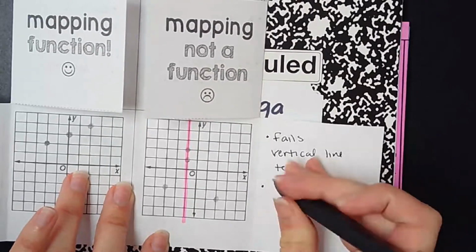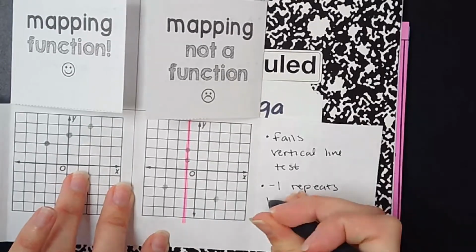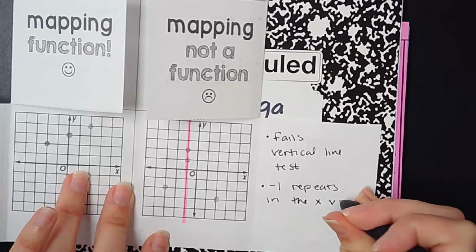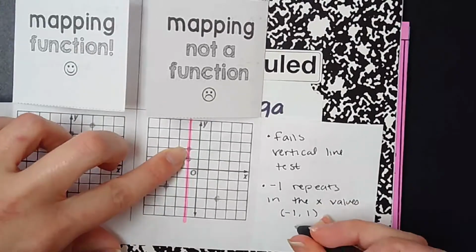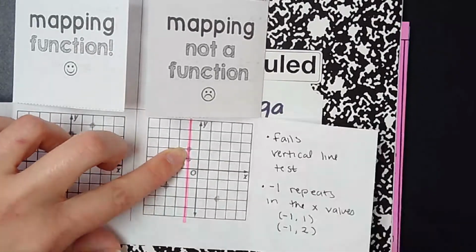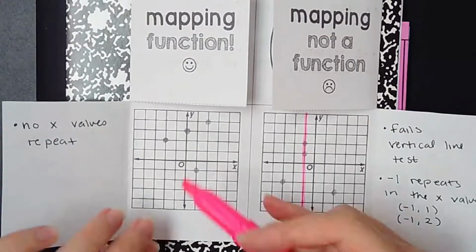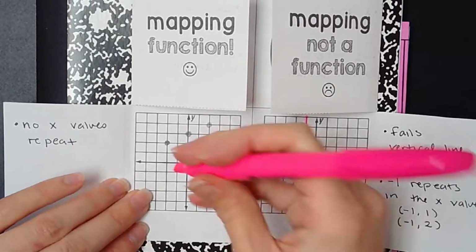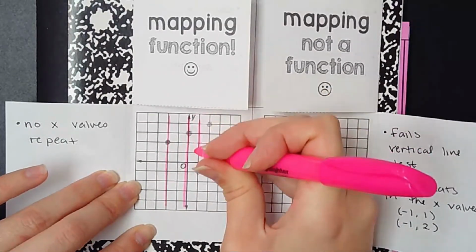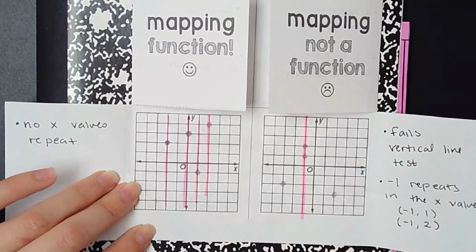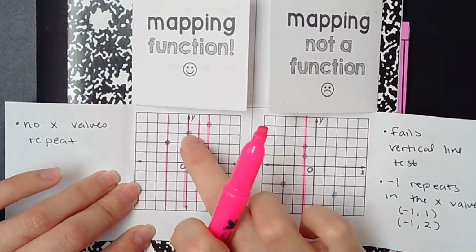And it fails the vertical line test because -1 repeats in the x values. We have this point right here that's -1, +1, and we have the point -1, +2. We could use the vertical line test on this graph, on this relation. And the vertical line test just says anywhere I draw a vertical line, I'm only touching 1 point on that relation. So this graph passes the vertical line test. Each line only touches 1 point.